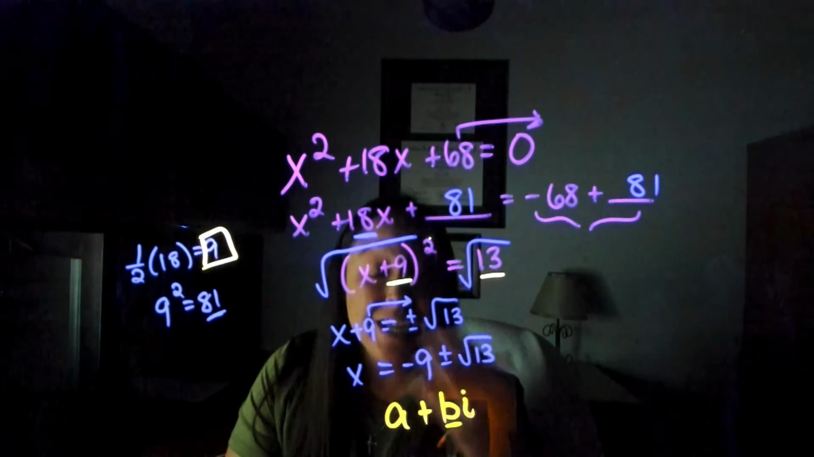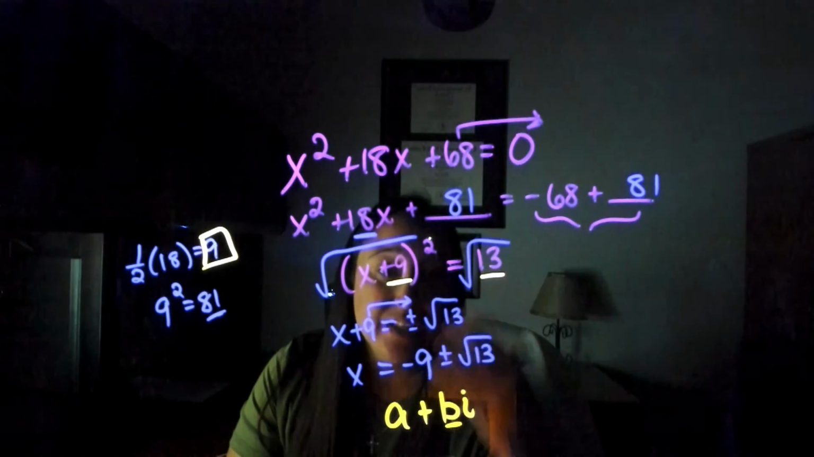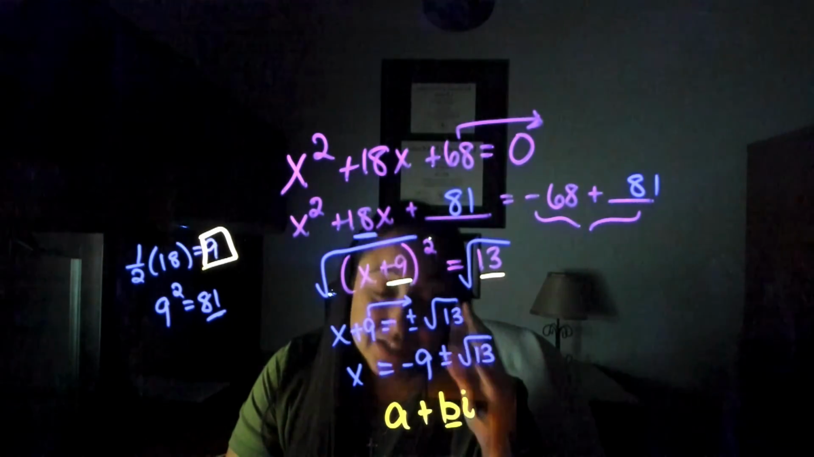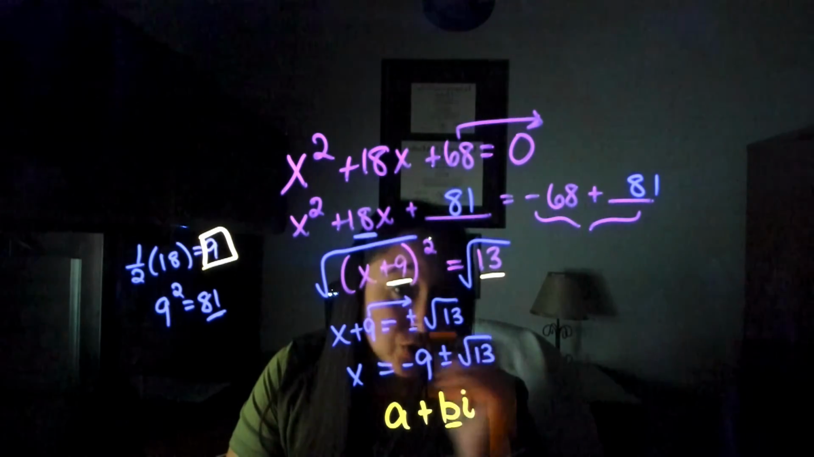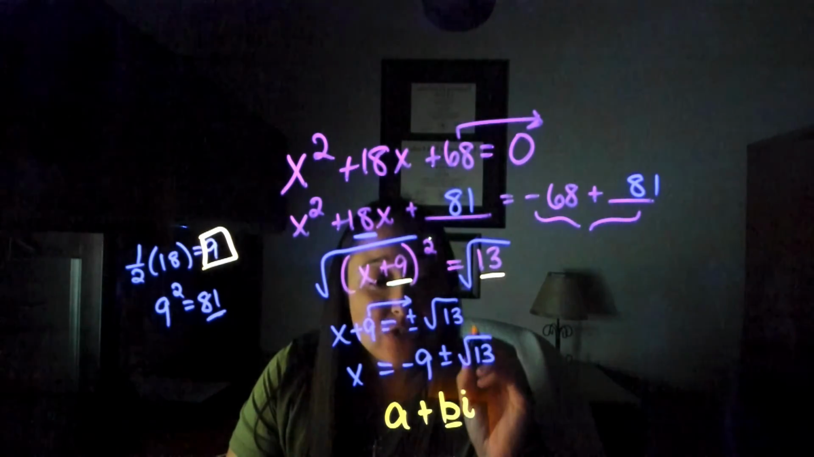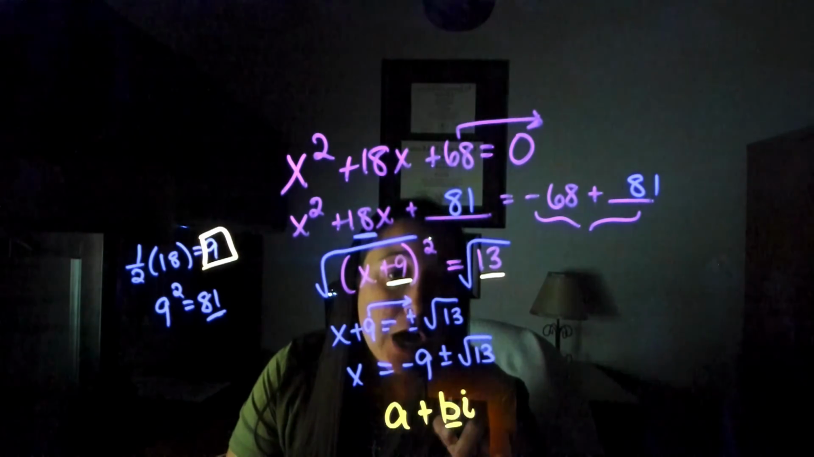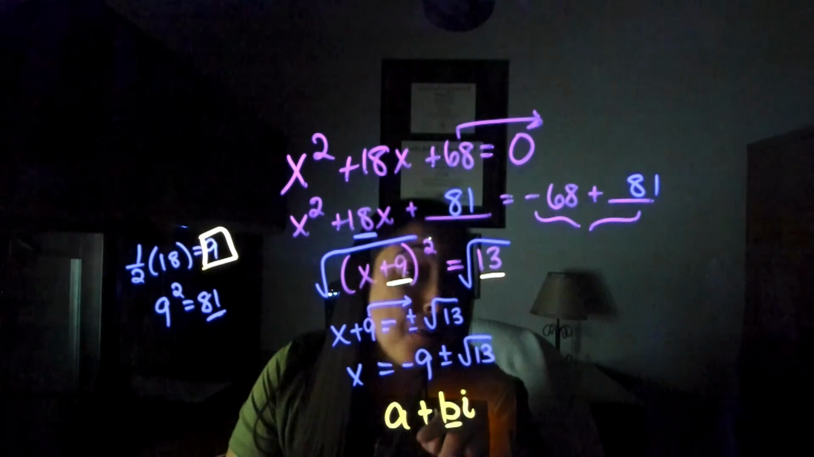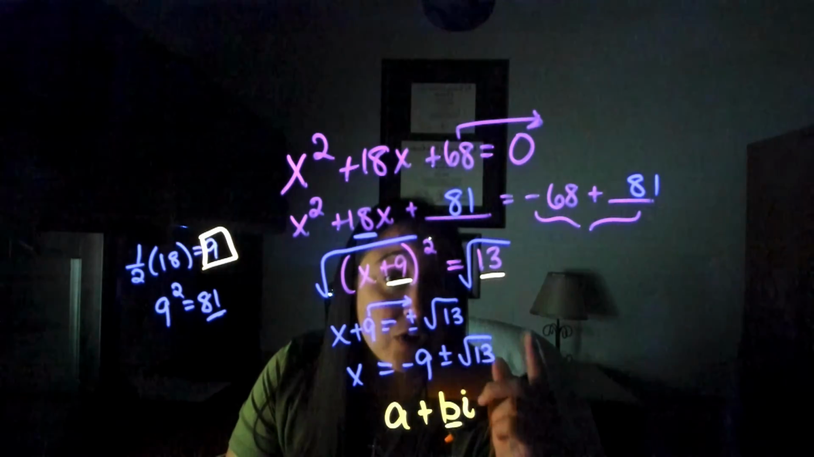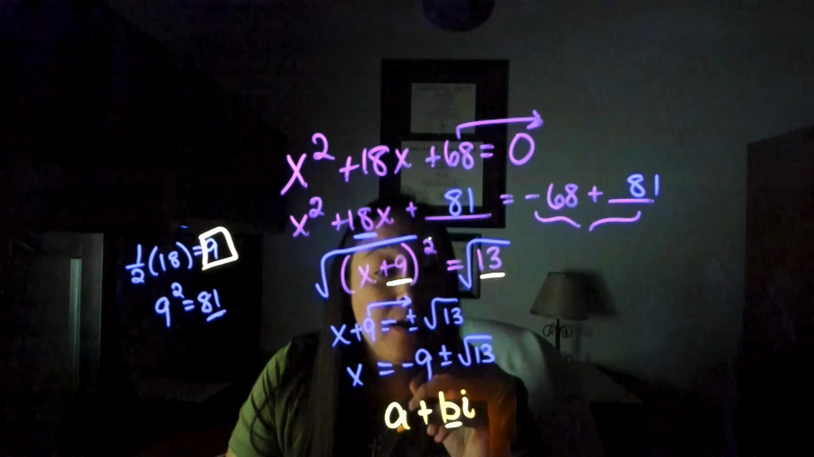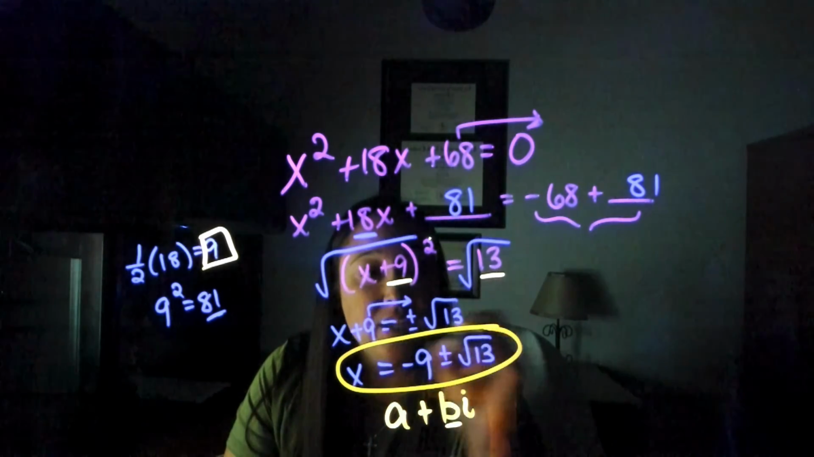So on your test, if it were to say to find the complex solutions, let's remember that all numbers can be written in the form of a complex number. It's just that your b may be 0, so you may not see the imaginary part, right? So again, this is your answer.